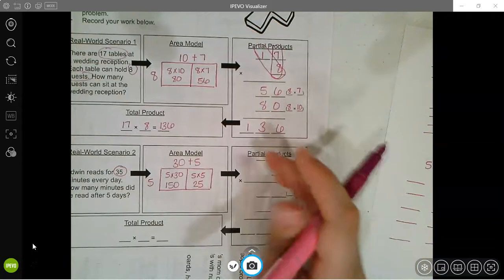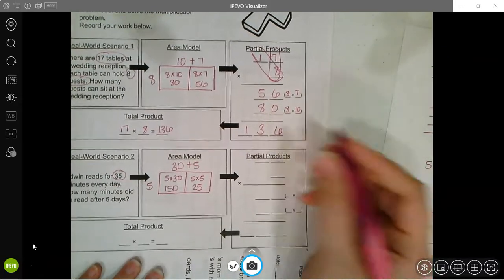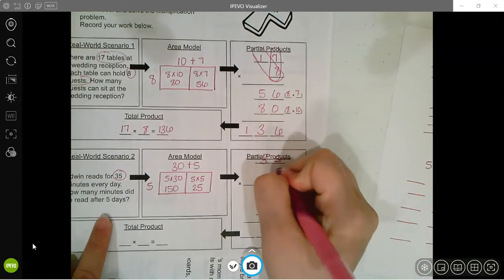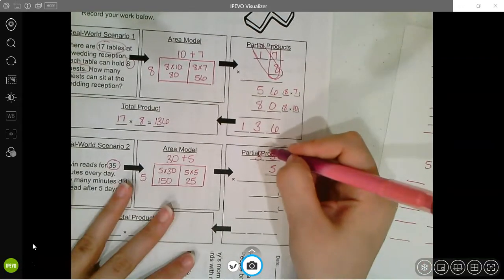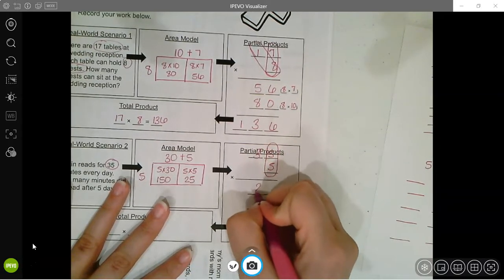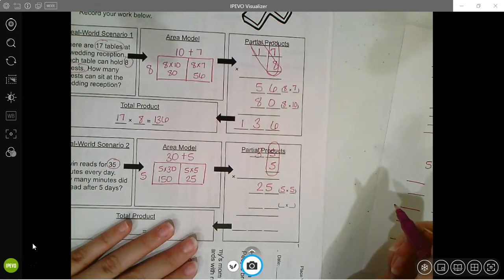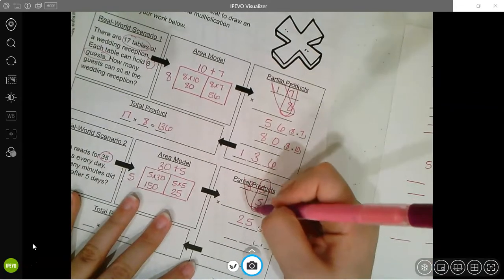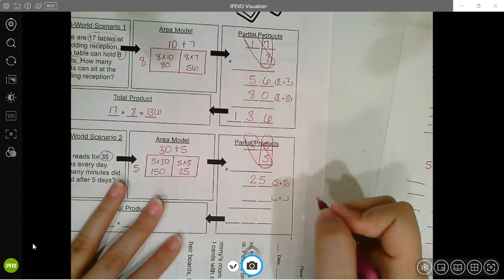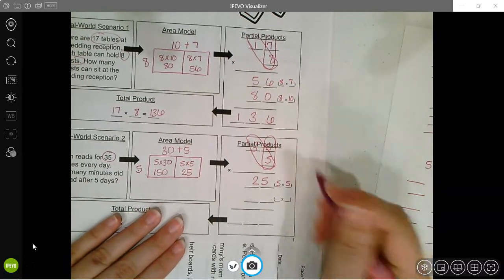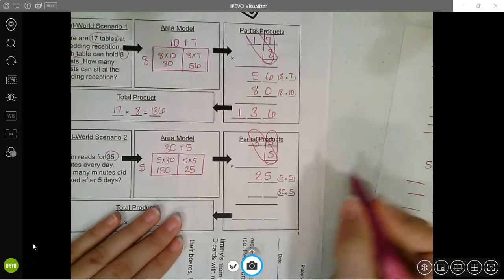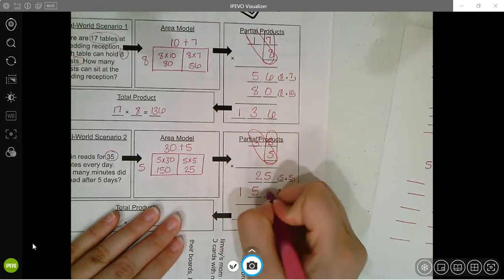Okay, so I am multiplying 35 times 5. And so we're going to break it apart. I'm going to start multiplying the ones first. So 5 times 5 is 25. Okay, and then I have 5 times 3, which is 30. So I have 30 times 5, or 5 times 30, which would give me 150.